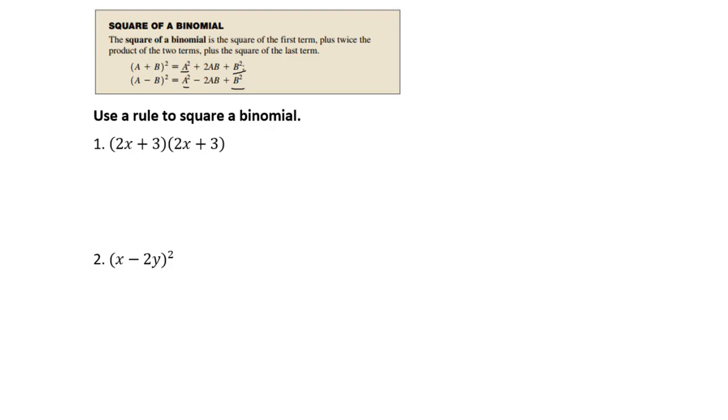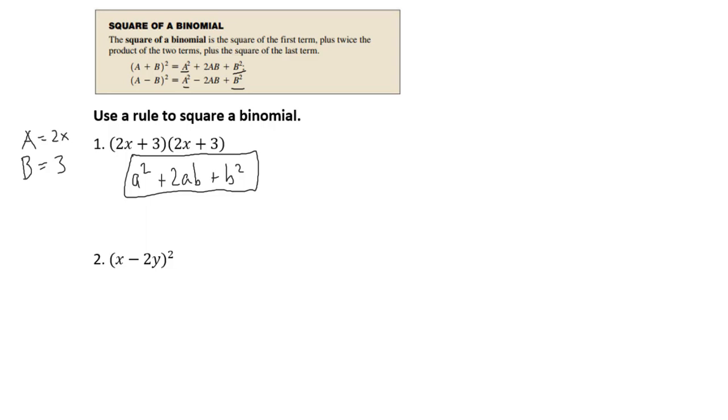So here you can see that this is 2x plus 3 and 2x plus 3. So that means a is 2x, and b is 3. So I'm going to write the rule out. I like to use the lowercase letters. A squared plus 2ab plus b squared. So this is the rule that we want to apply.